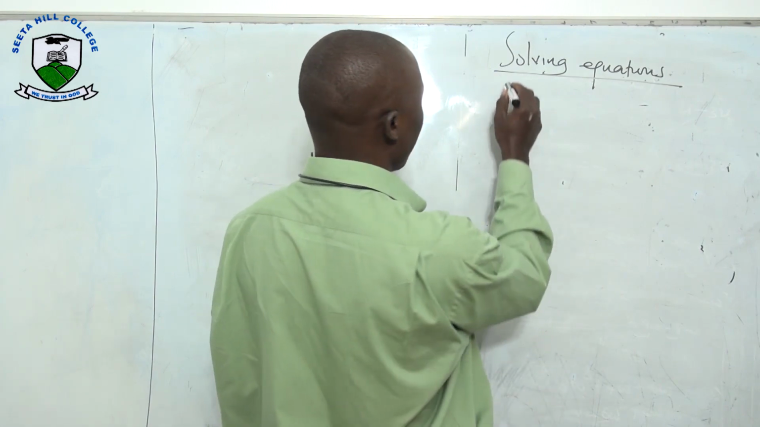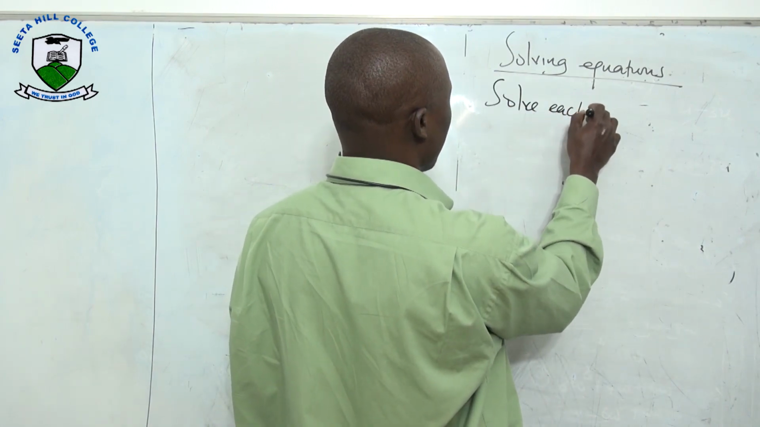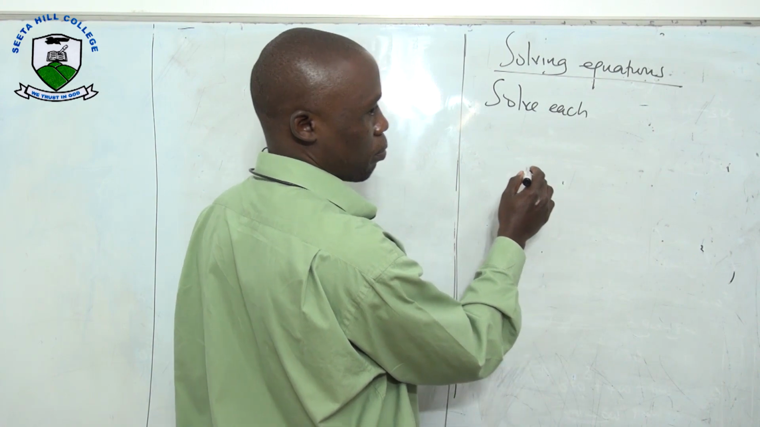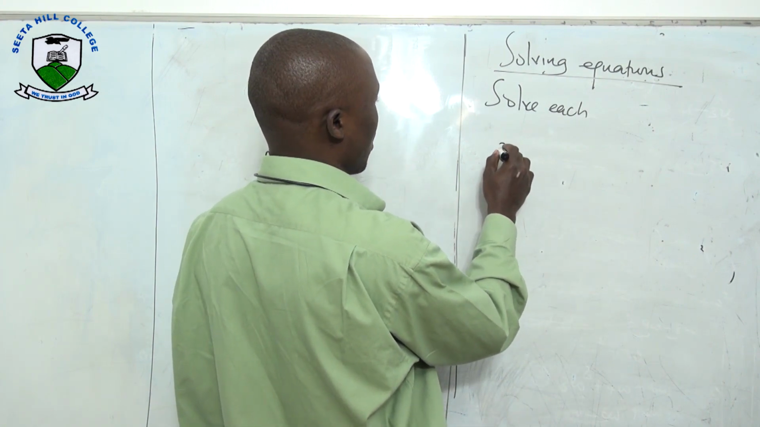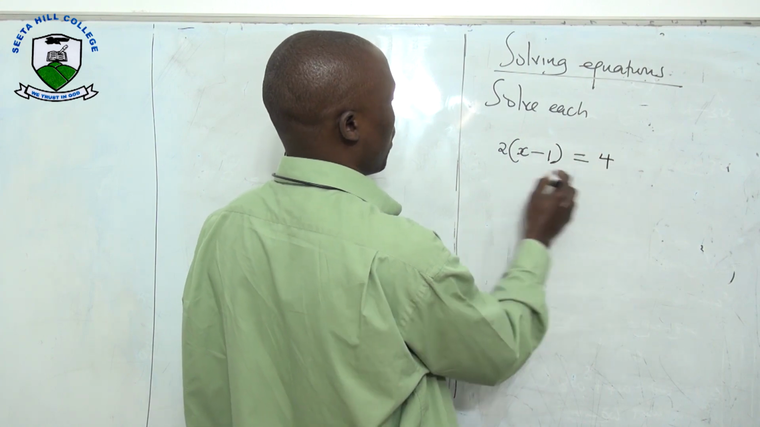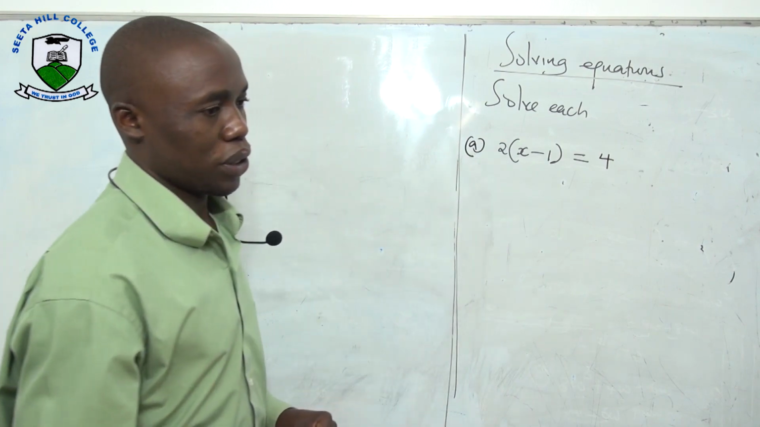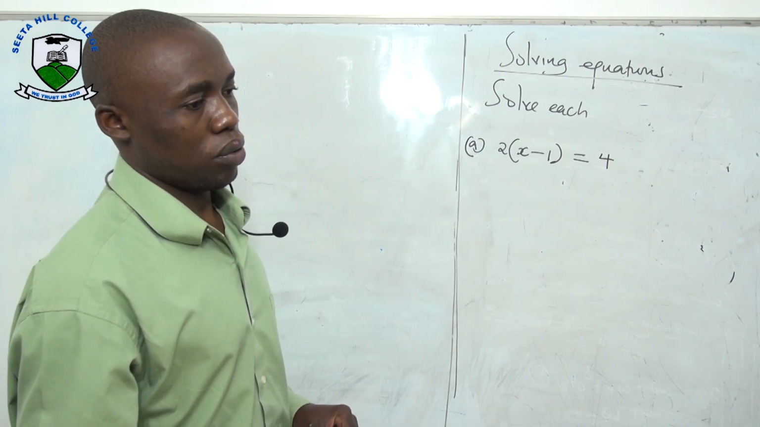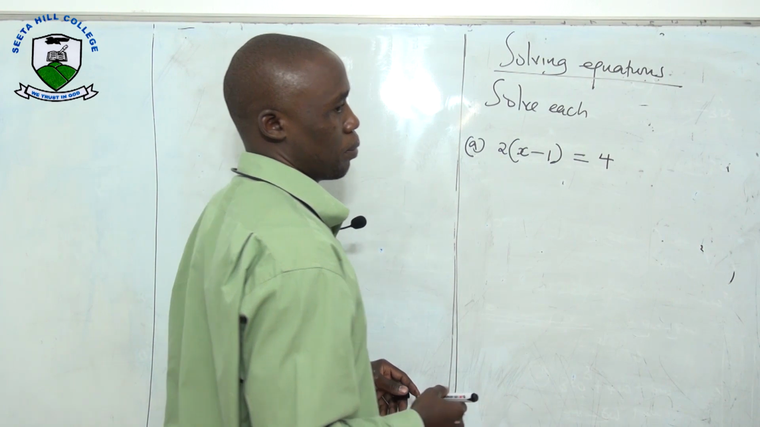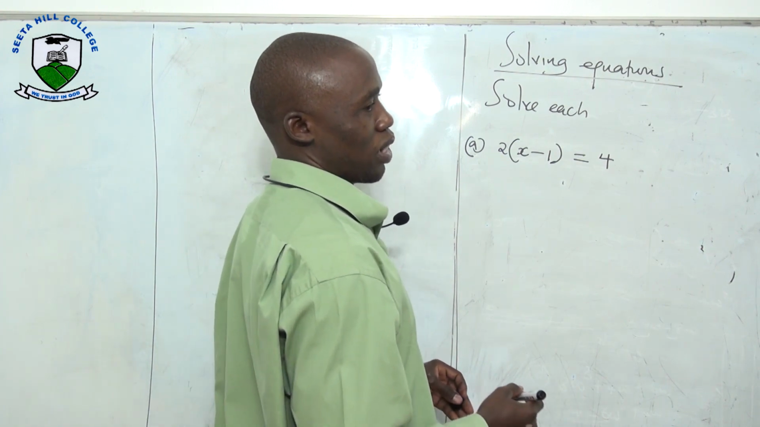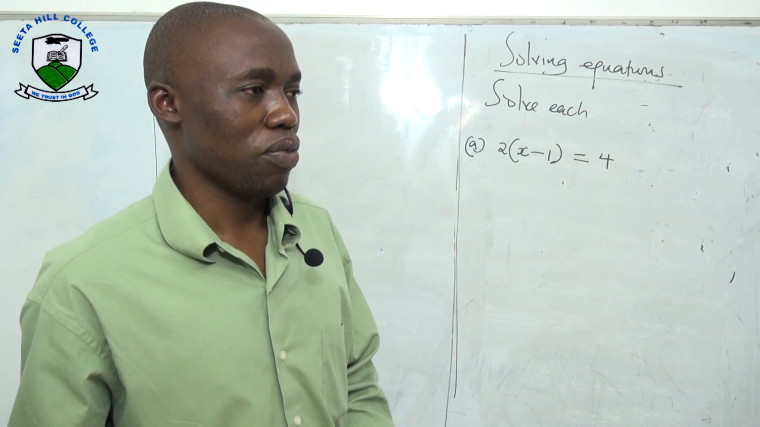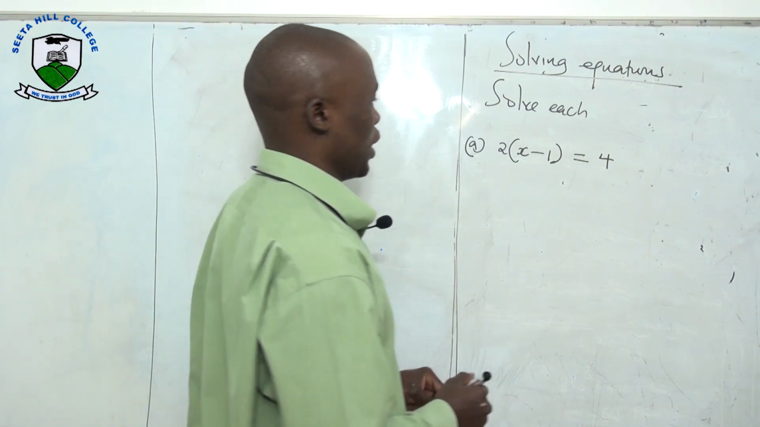Hope you are attentive. Solve each. Of course, you know them right from which level? From P2. We can start right away solving. Solve each for x. I want to sample only 2, then we handle the rest.